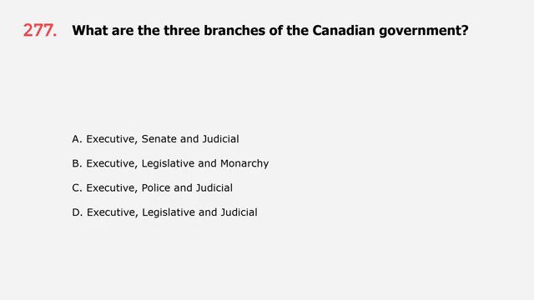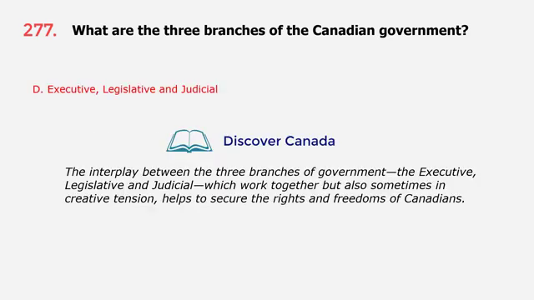Question 277. What are the three branches of the Canadian government? A. Executive, Senate, and Judicial. B. Executive, Legislative, and Monarchy. C. Executive, Police, and Judicial. D. Executive, Legislative, and Judicial. The answer is D. Executive, Legislative, and Judicial.